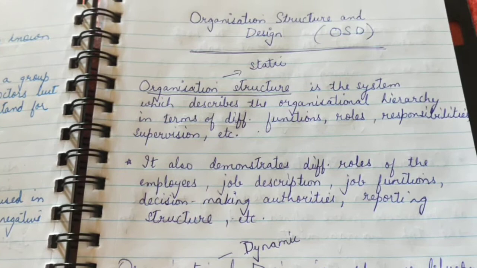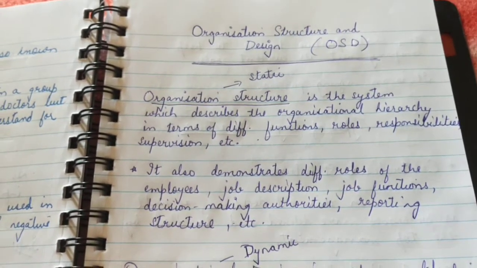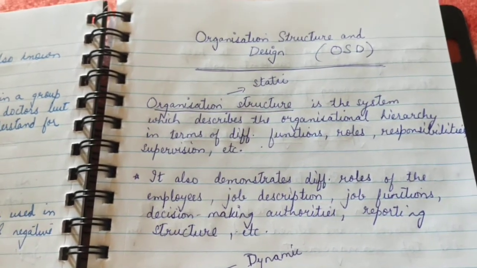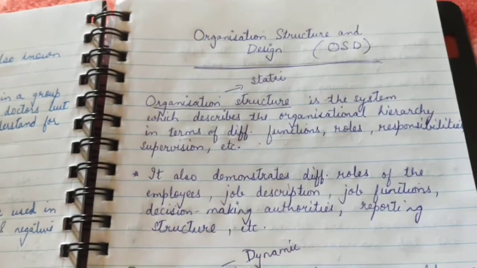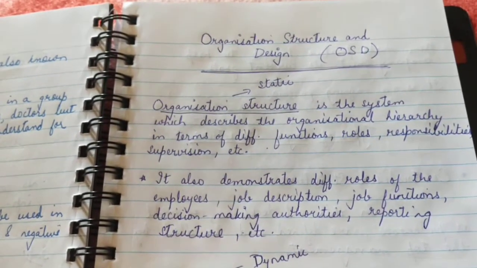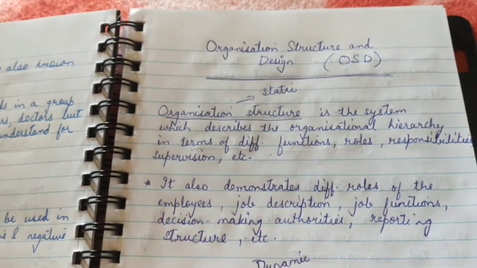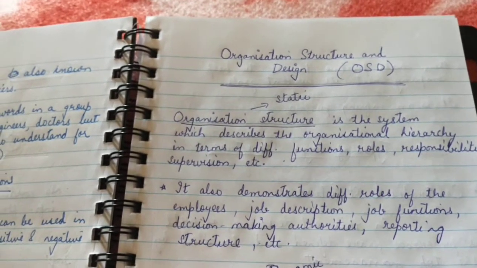Alright? And it is a static process. Remember, it's important. Organization structure is a static process. Like it's immovable. It is made, then it is made. When it is made, you cannot restructure immediately, right? But you can restructure it in organization design.